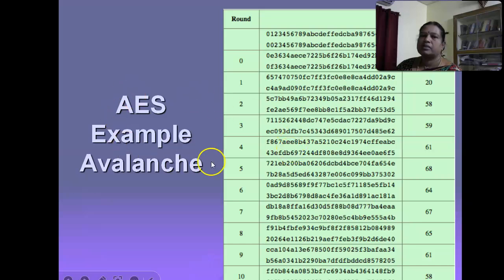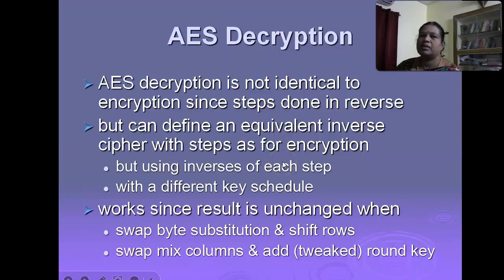So here we discuss the avalanche effect. The avalanche effect is when we make a small change in the key, even a single bit, and the output collapses. The ciphertext is totally changed. This is known as the avalanche effect. This is maintained in the AES algorithm.